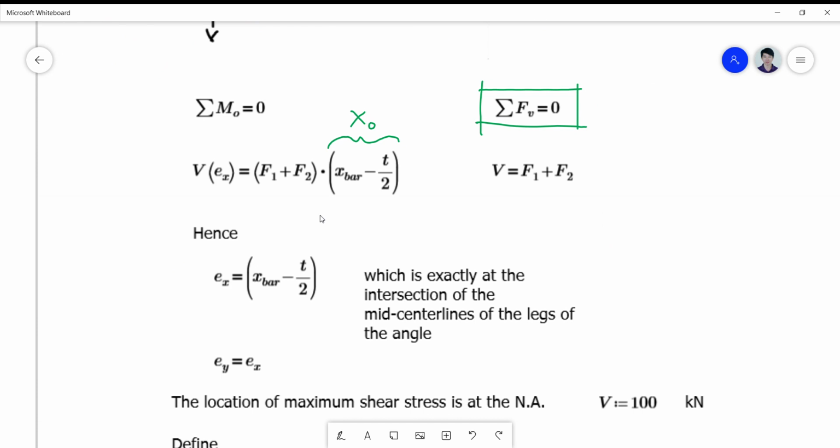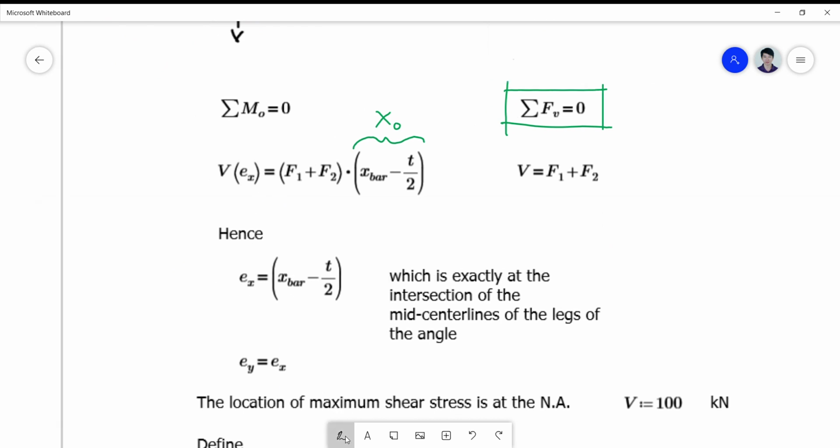We just cancel V here. This is now your V value. Okay, and then this will now cancel, and we have your Ex is simply equal to XO, which is exactly the formula we are looking for. So this is exactly at the intersection of the mid-center lines or the midlines of the legs of the angle.